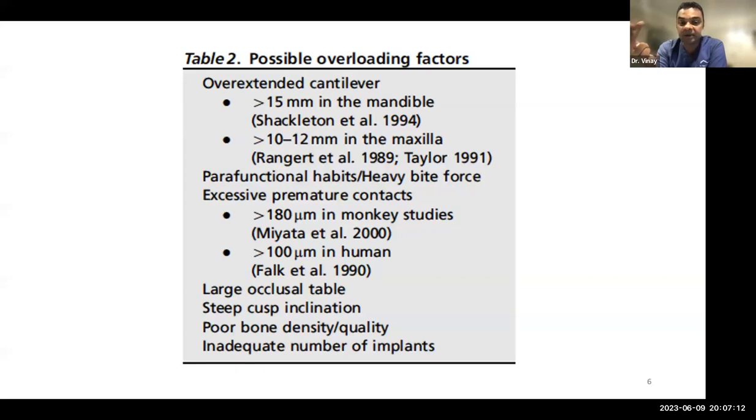If patients have parafunctional habits or heavy bite forces, if there is an excessive premature contact, and this basically, we have had a lot of monkey studies coming from the Japanese group, or more than 100 micrometers in humans, and if there's a large occlusal table, a steep cusp inclination, or patients with poor density or quality of bone, and if we have an inadequate number of implants loading the restoration, these are the overloading factors.